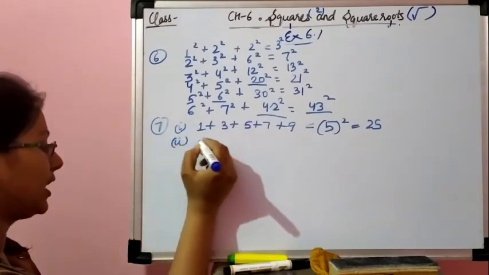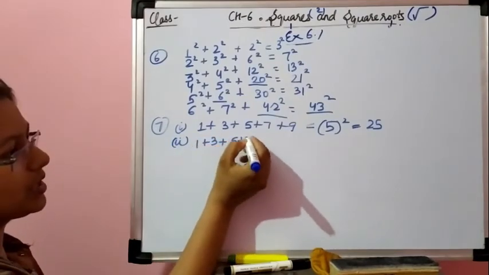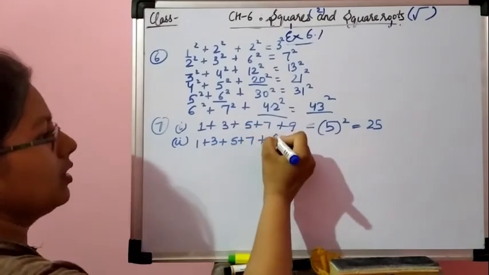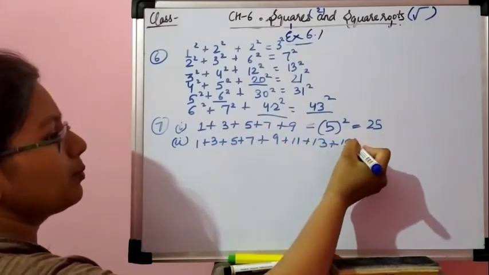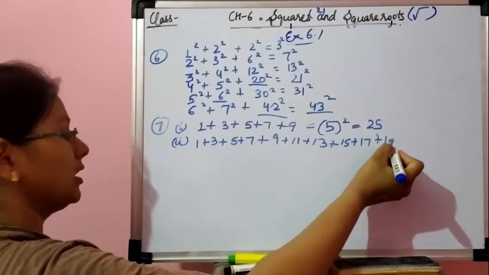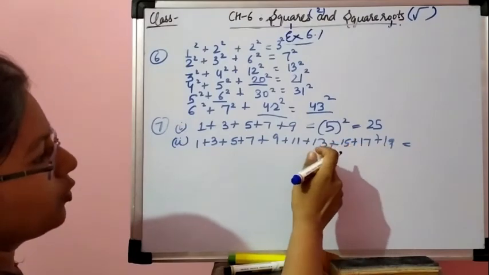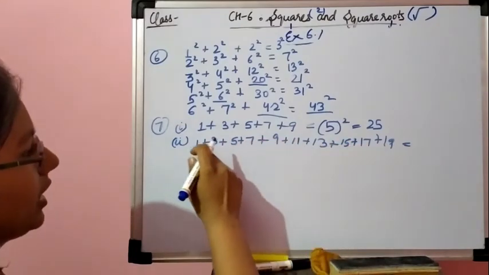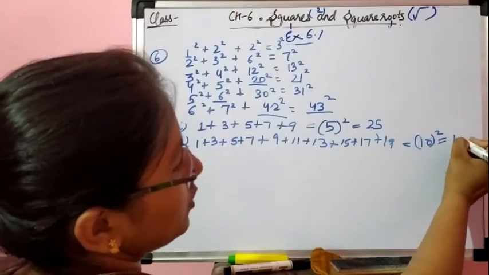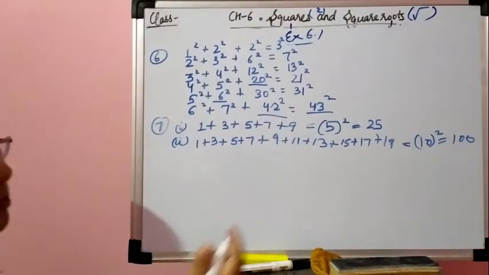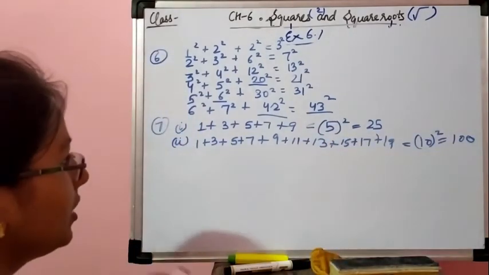Similarly for the second part I have 1 plus 3 plus 5 plus 7 plus 9 plus 11 plus 13 plus 15 plus 17 and then plus 19. So just count how many numbers are there. 1 2 3 4 5 6 7 8 9 10. So it should be 10 square, that is equal to 100. Now it's more simple. If you know the pattern, then your calculation is reduced.